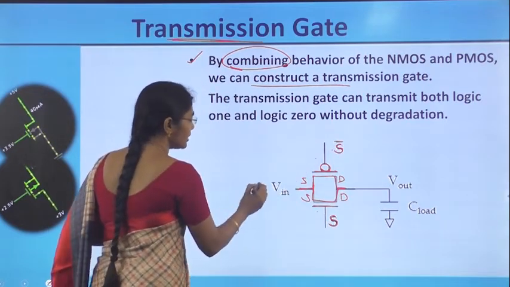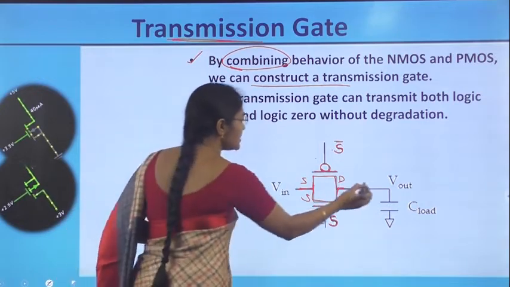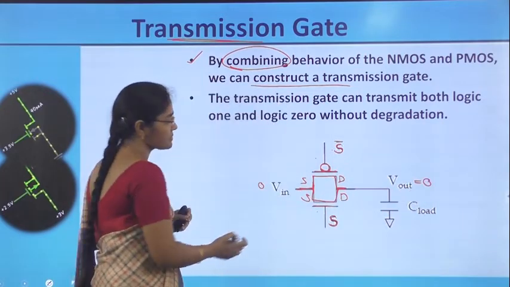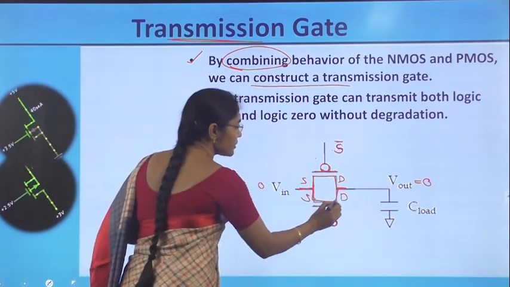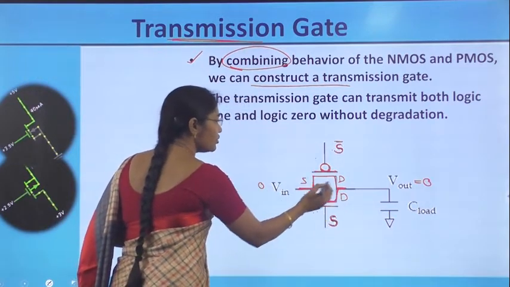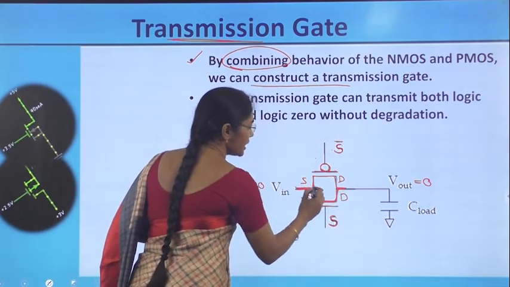Now what will happen? If 0 is connected at the input, then as it is 0, Vout will be passed as 0. Why? Because this nmos transistor passes a strong 0, even though there is a loss in the pmos, but that loss is nullified by the nmos transistor.